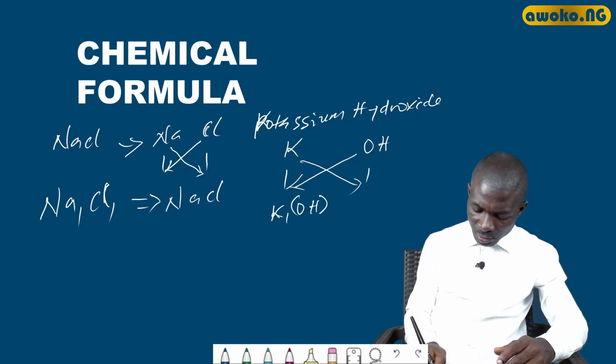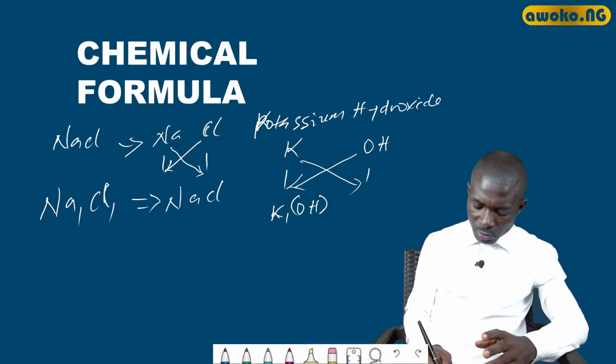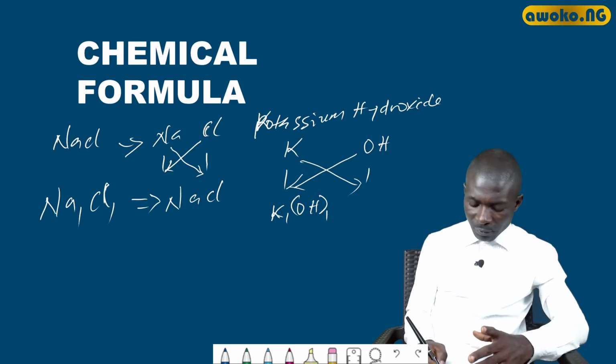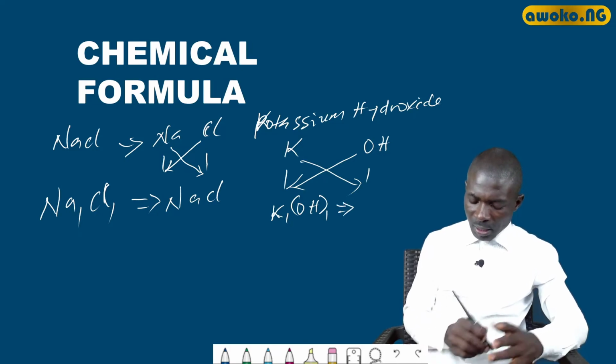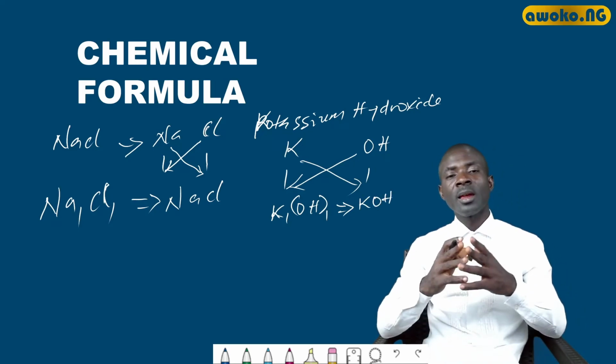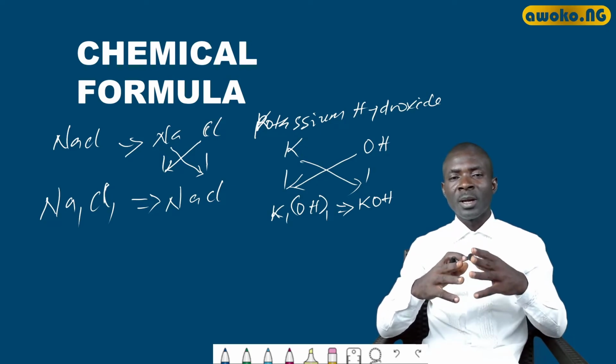So because the hydroxide has 2 atoms, we simply introduce a bracket to separate the different atoms. So we have K, bracket open, OH, bracket close, 1. So because these 1s are not needed here, we can have the correct formula of potassium hydroxide written as KOH. So that is the correct formula of potassium hydroxide.